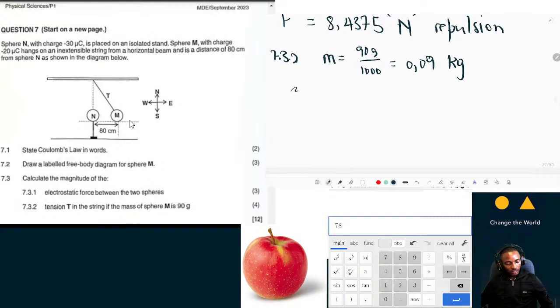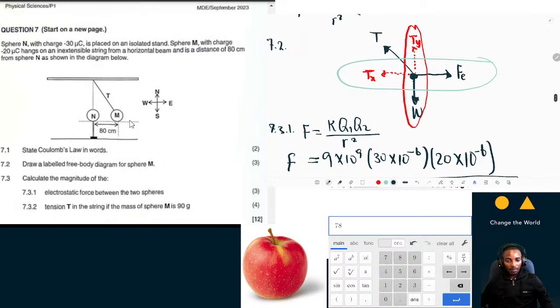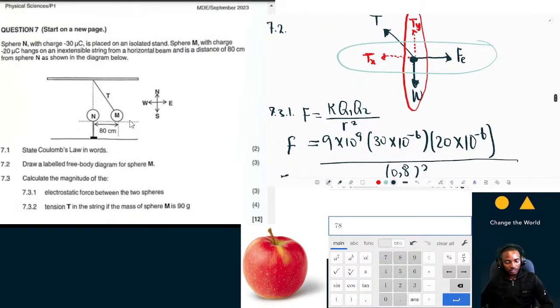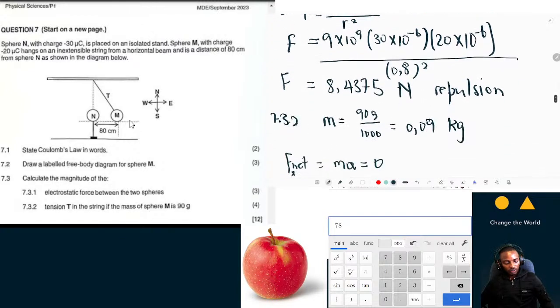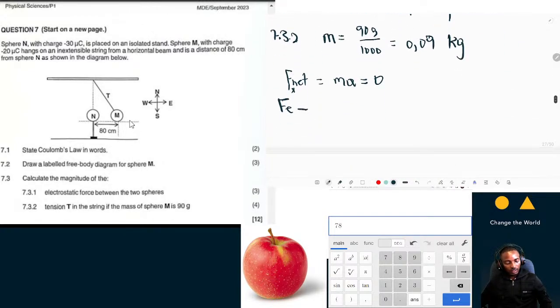Okay, so let's first start with the x direction. So F net in the x direction will be equal to ma, but acceleration is equal to 0 in the x direction. Therefore, my F net will be the electrostatic force, which is applied by sphere N on sphere M. Then that force is opposed by the x component of the tension. Then when you add them, they are equal to 0 because they cancel each other. Hence, there is no acceleration in the x direction.